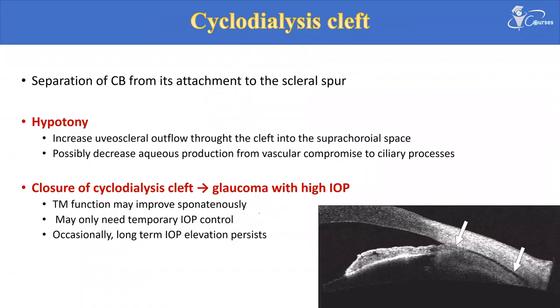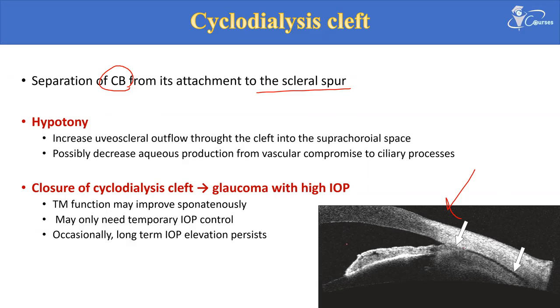Another condition that can result from trauma and affect the intraocular pressure is the cyclodialysis cleft. In cyclodialysis cleft, there is a separation of the ciliary body from its attachment to the scleral spur. Back to the anatomy, the ciliary body is attached to the scleral spur through its longitudinal fibers. When those patients are subjected to trauma, this can result in avulsion of the ciliary body, resulting in hypotony.